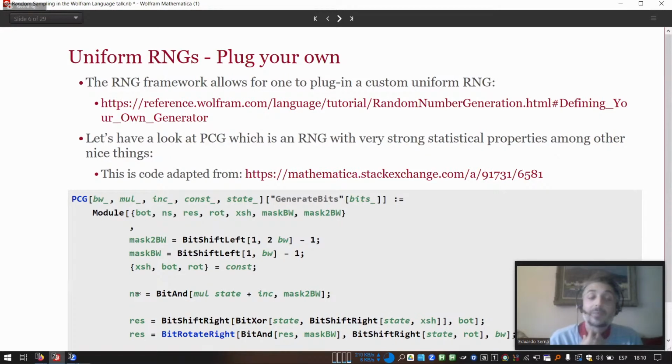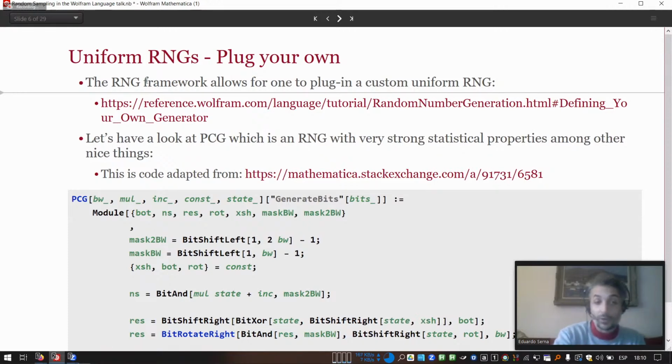Another nice aspect of the framework is that you can plug in your own custom uniform random number generator. And here's a reference that is very complete. It has much more information than I'm going to give in my talk. A lot of what I'm talking about, the references are there, and in particular, it's very detailed on how to plug in your own generator.